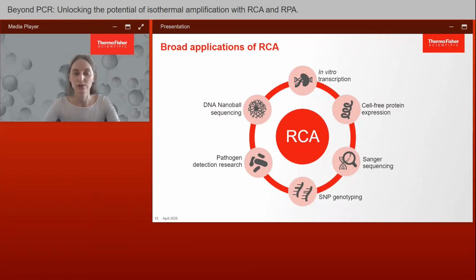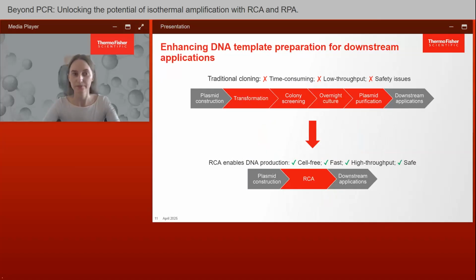Second, RCA is used for DNA amplification before downstream processes. And these can include in vitro transcription, cell-free protein expression, Sanger sequencing, DNA nanoball sequencing, and so on. But today we are going to explore how RCA can be introduced into workflows for SNP detection, in vitro transcription, and cell-free protein expression. Let's begin by looking at how RCA can be used to prepare templates for downstream applications.